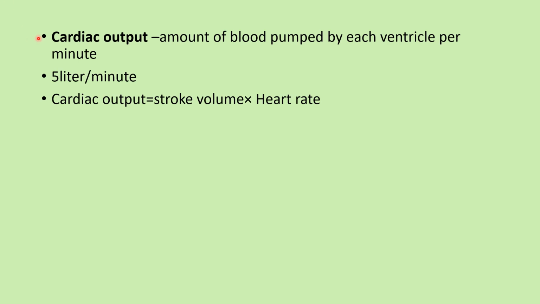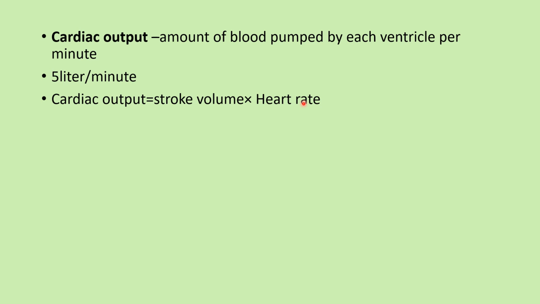Cardiac output is the amount of blood pumped by each ventricle per minute. So normal cardiac output is 5 liters per minute. Cardiac output is mainly dependent on the stroke volume and heart rate.